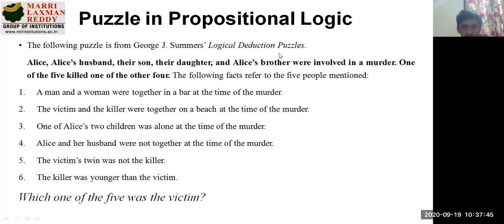No, you need to go through the question again properly. The first fact given to us is that a man and a woman were together in a bar at the time of the murder. That is the first hint given to us. Next, using these six statements given to us, we need to reach some conclusion. Alice's husband is the victim. Okay, let's see about that. Maybe correct. Let's look at that when we're talking about the solution.